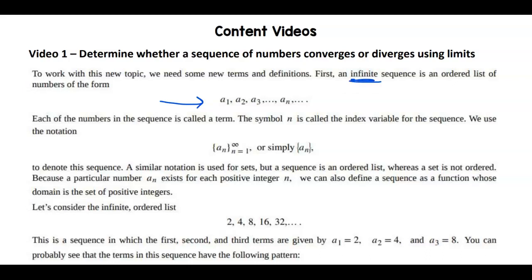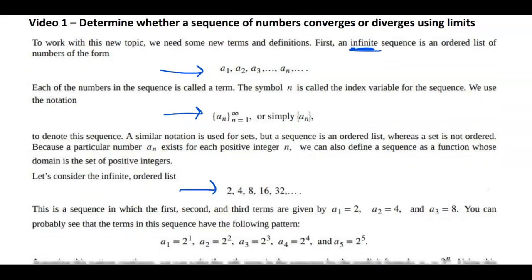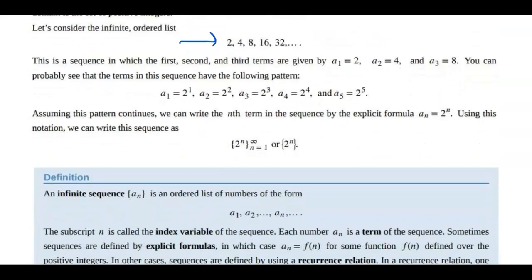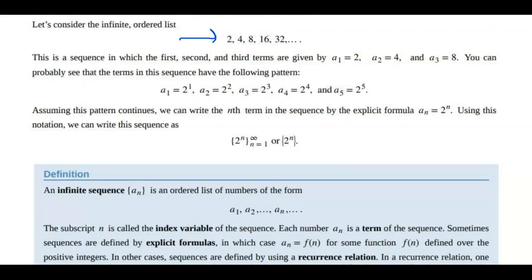We can also use the following notations for these sequences. You can see a sub n in squiggly brackets from 1 to infinity, or we don't need to include those bounds if you just want to put the squiggly brackets. Let's look at the sequence 2, 4, 8, 16, 32, and so on and so forth. This is a sequence, and you can see here how the terms are named. The first term is 2, the second term is 4, and so on.